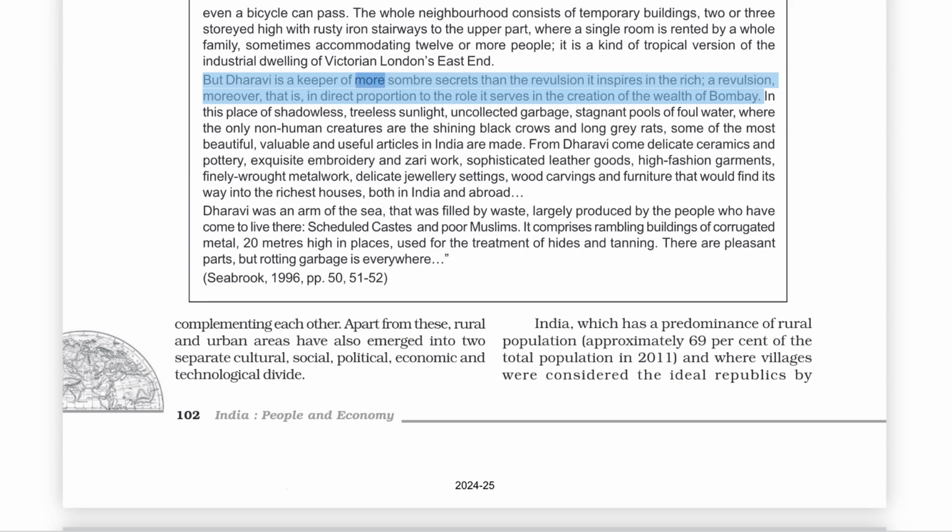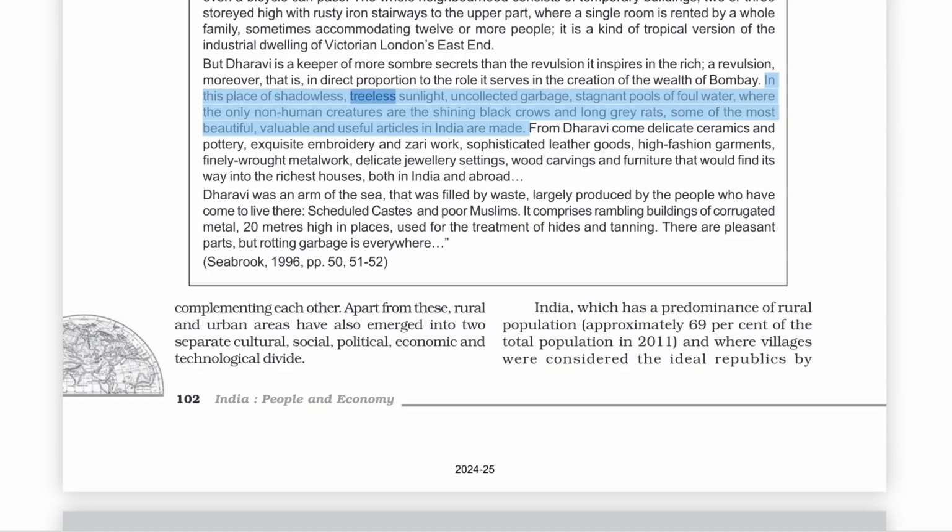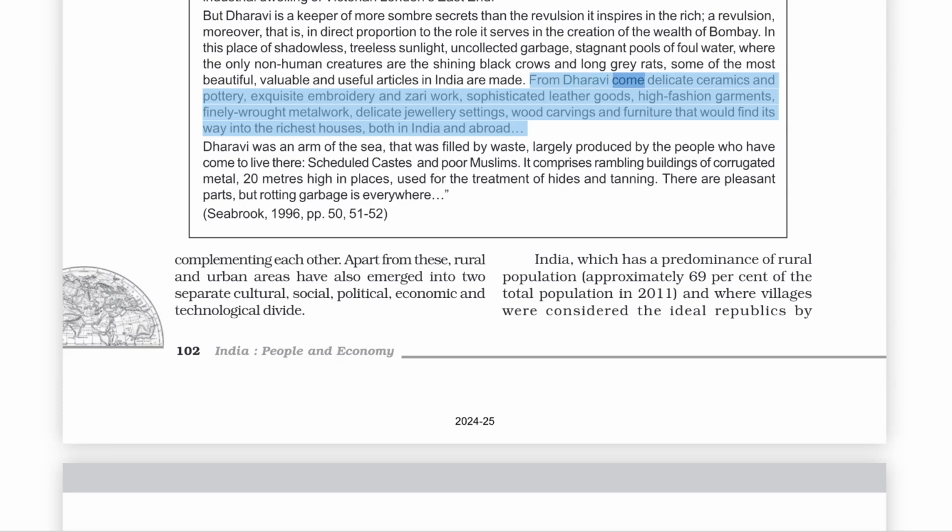But Dharavi is a keeper of more somber secrets than the revulsion it inspires in the rich. A revulsion, moreover, that is in direct proportion to the role it serves in the creation of the wealth of Bombay. In this place of shadowless, treeless sunlight, uncollected garbage, stagnant pools of foul water, where the only non-human creatures are the shining black crows and long grey rats, some of the most beautiful, valuable and useful articles in India are made. From Dharavi come delicate ceramics and pottery, exquisite embroidery and zari work, sophisticated leather goods, high-fashion garments, finely wrought metalwork, delicate jewellery settings, wood carvings and furniture that would find its way into the richest houses, both in India and abroad.